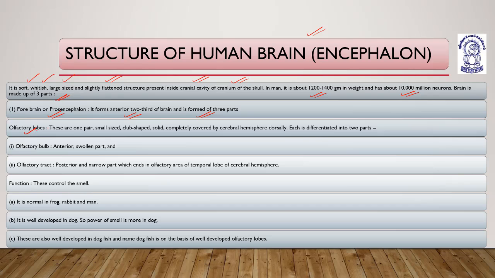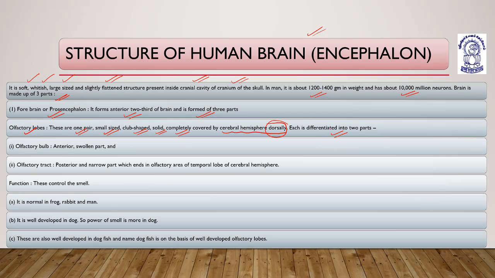Olfactory lobes. They are one pair, small sized, club shaped, solid, completely covered by cerebral hemisphere on the dorsal side.